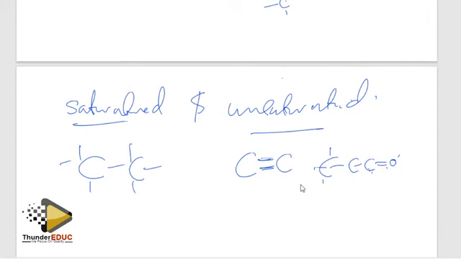So, unsaturated compounds, they have double or triple bond. Don't stop there. You have to say that between 2 carbon atoms. I think I'm clear there.